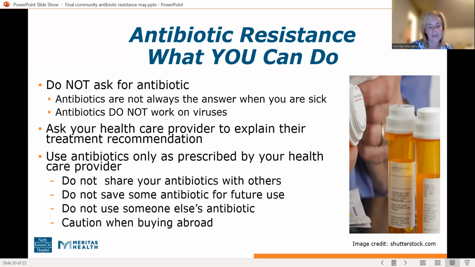I do want to give a caution about buying antibiotics overseas or abroad. Be very, very careful. Some of these antibiotics could be unsafe. By this, I mean they could be outdated or expired. They may be diluted or of poor quality, or they could be counterfeit. So just keep that in mind.